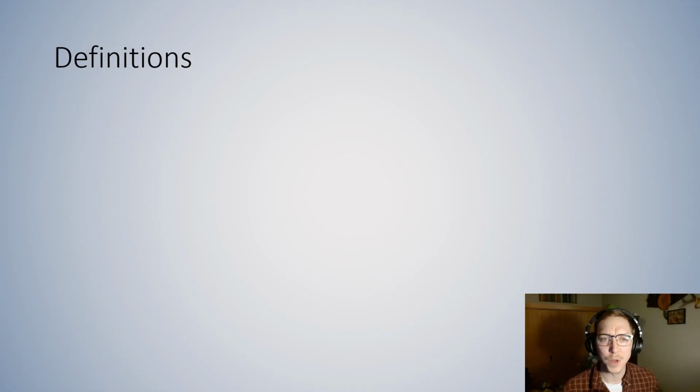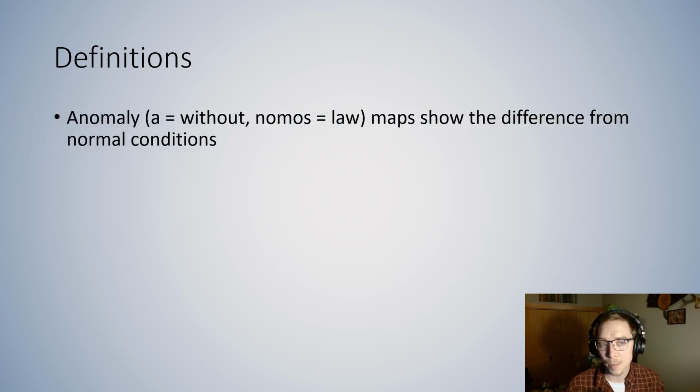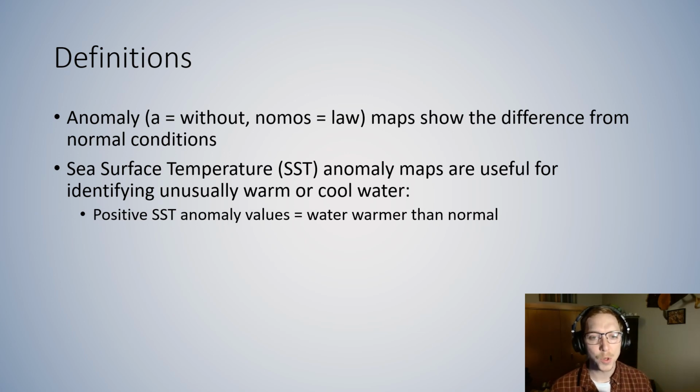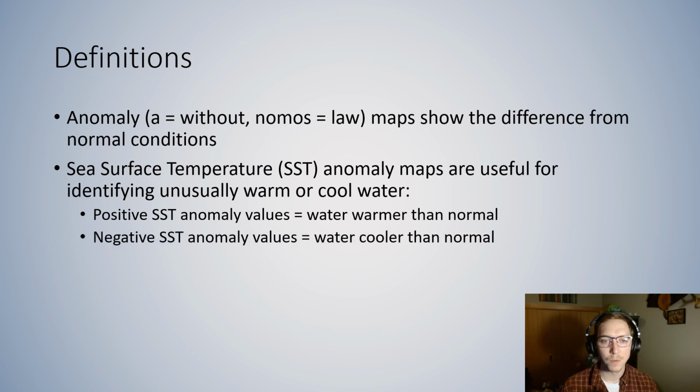So let's start off with some definitions. First off, we have an anomaly. A without nomos equals law. So without law. These are basically maps that show the difference from normal conditions. So we have our averages. Anomalous conditions are those that go outside of average. Sea surface temperatures, or SST, anomaly maps are useful for identifying unusually warm or cool waters. Positive sea surface temperature anomaly values equal water warmer than normal, and vice versa. Negative equals water cooler than normal.